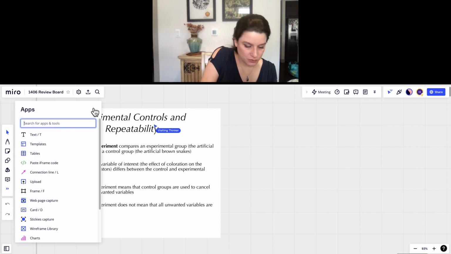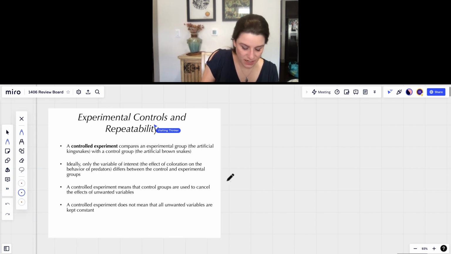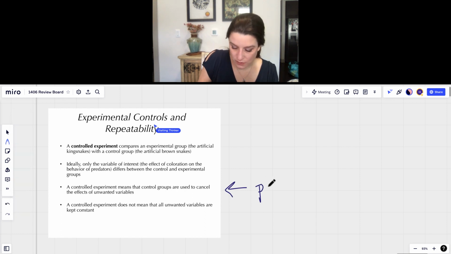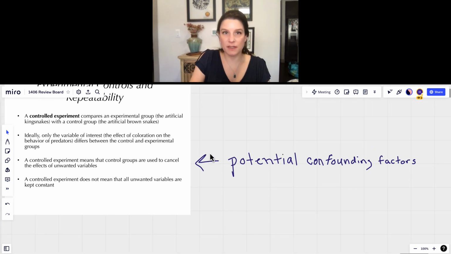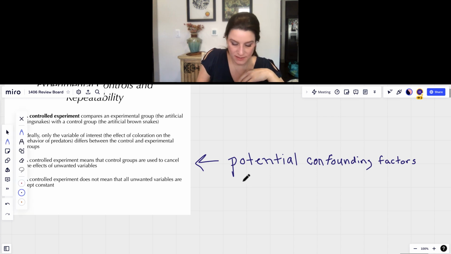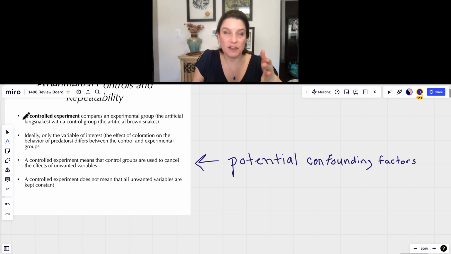Oh, and the reason for controls is to get rid of these unwanted variables. That's what I'm calling them on here. Unwanted variables, or you can remember, we call those potential confounding factors. Okay, potential confounding factors, those unwanted variables, that's why you're matching the groups. So one of the things that helps you verify the PFCs are not there, that you don't have any confounding factors, are, oh, there we go.